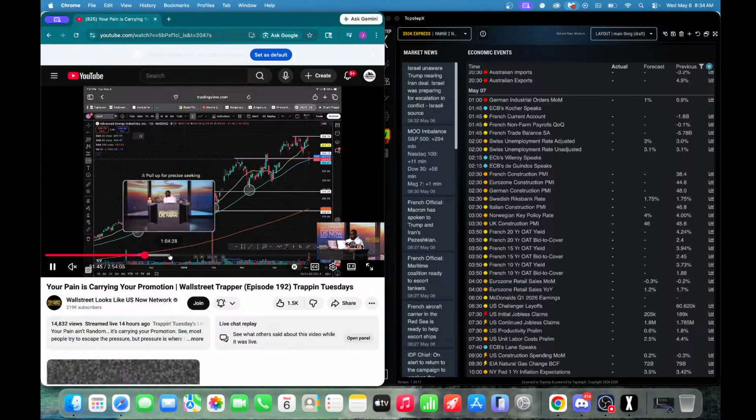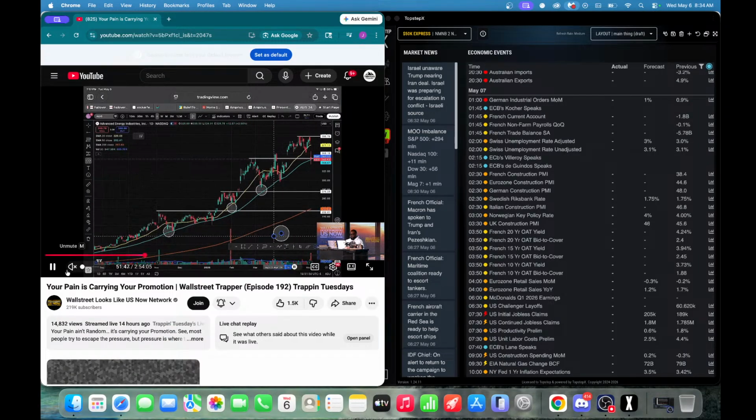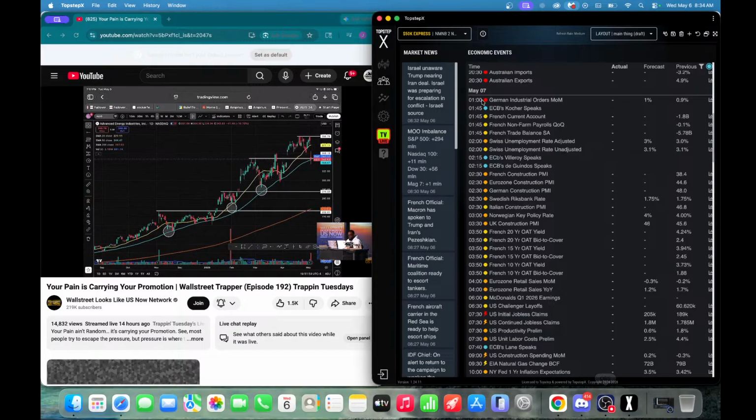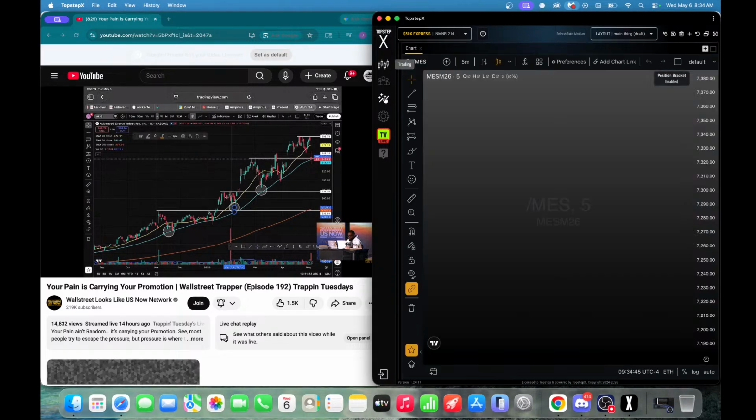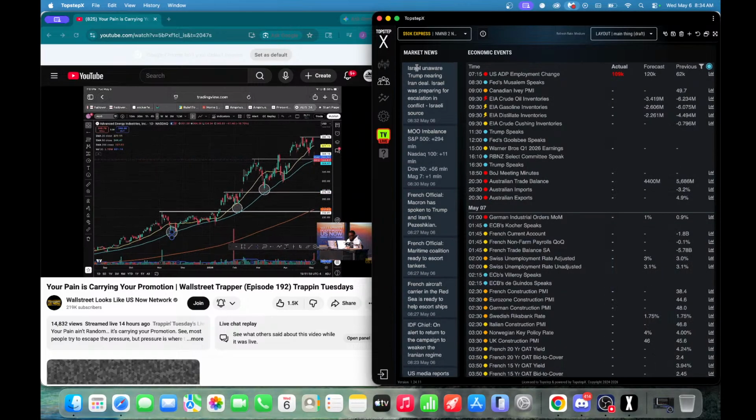I'd love to get a chance to long this market. Locked out the rally. Locked out the rally. Nvidia's finally catching a bid, at least Nvidia ran today.